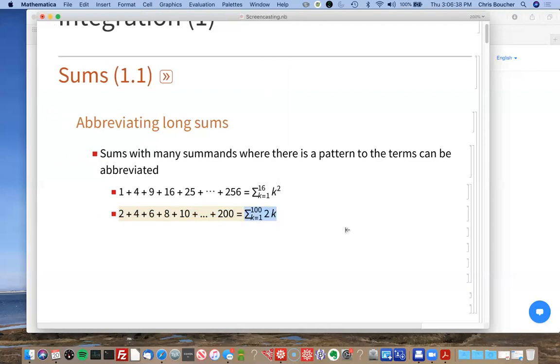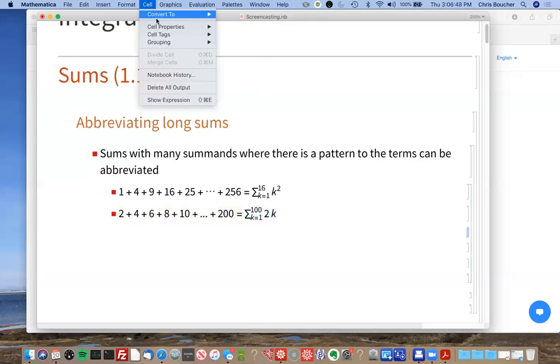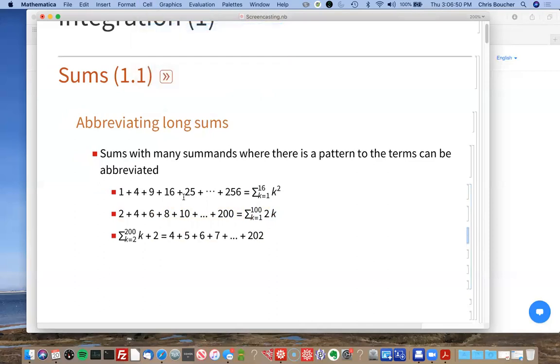And we do want to be able to go in both directions, to take a sum written out the long way and compact it, and also to take a compact sum like this and expand it. Those will both be useful things for us to be able to do. So here's another example, right?